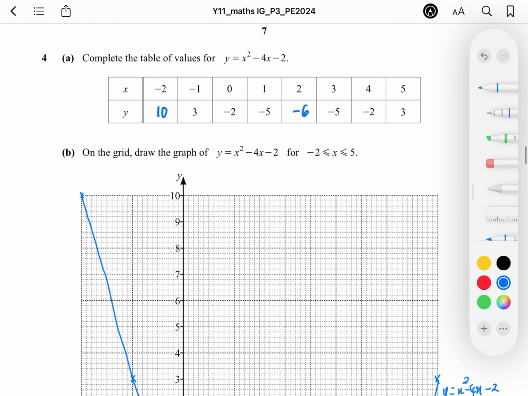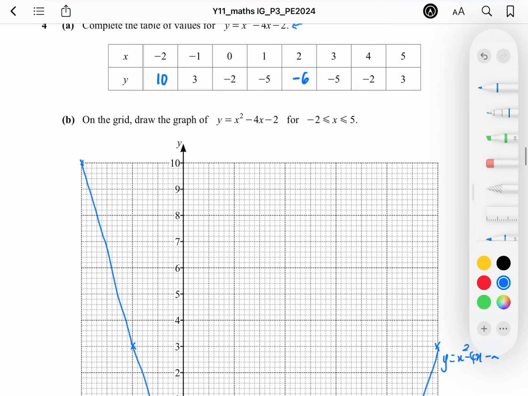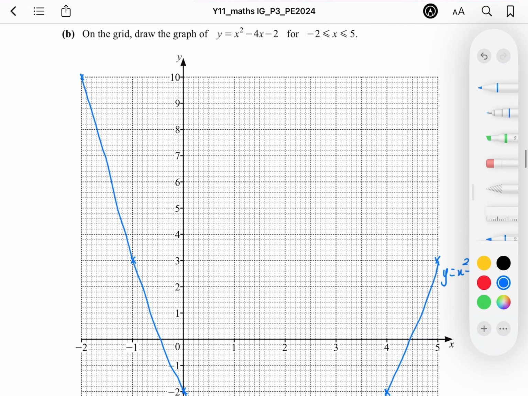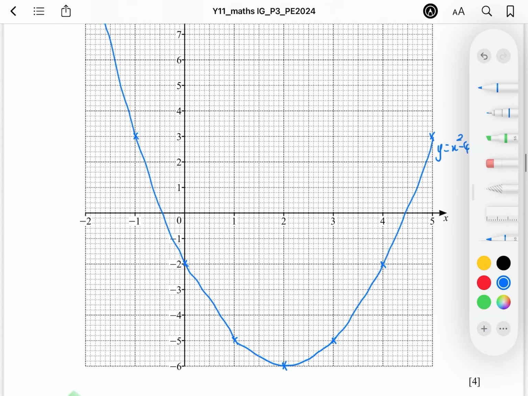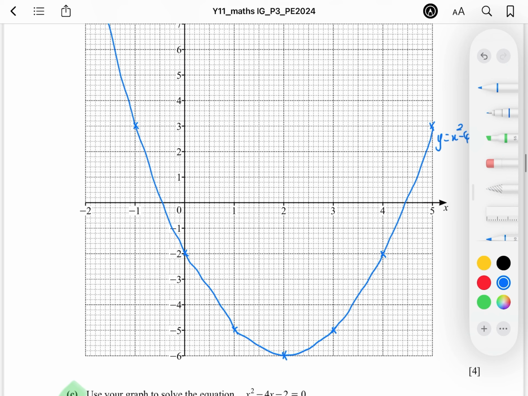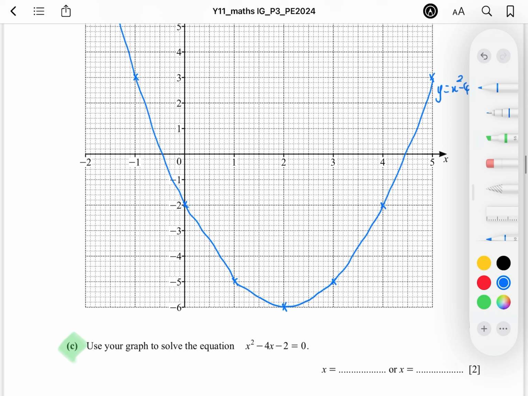You substitute the values of x equals to 2 and x equals to 2 into the equation that is given, and you should get y equals to 10 and y equals to minus 6 respectively. Plot it. Okay, you plot all the points, join the point with a smooth curve. That will give you 4 marks.